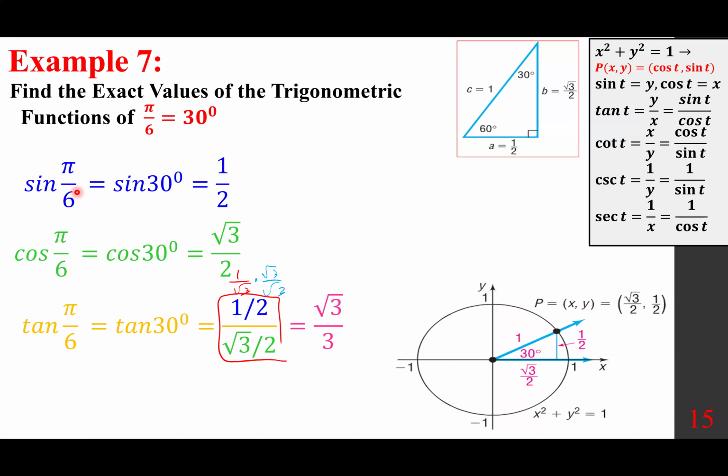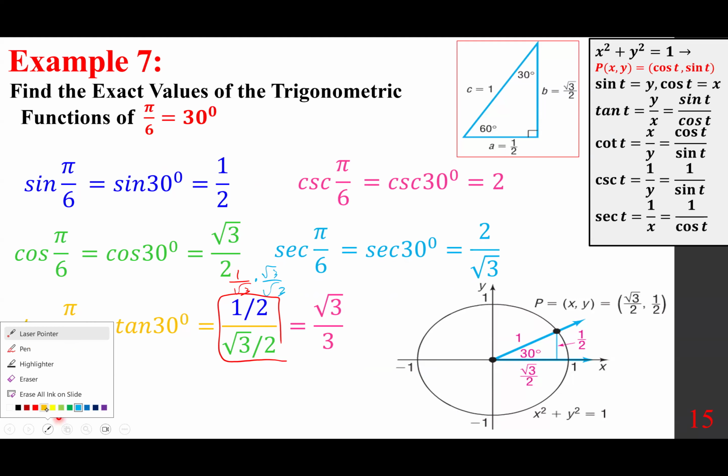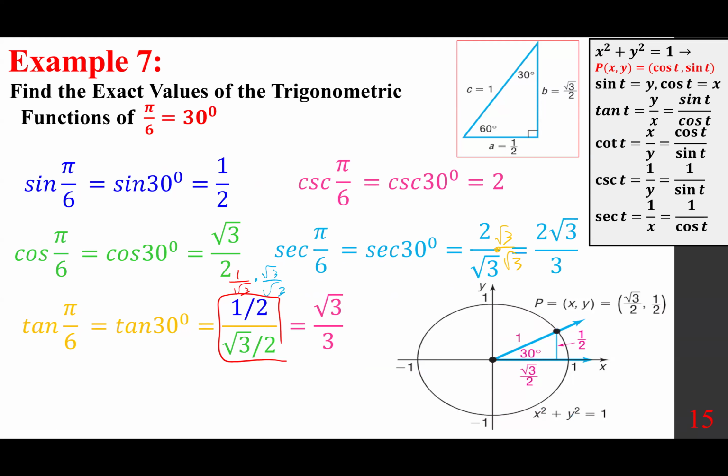What is cosecant of pi over 6 or 30 degrees? Reciprocal of 1/2, 2. What about secant? Reciprocal of this, 2 over square root of 3, and we have done this before, so times square root of 3 over square root of 3, and we get 2 square root of 3 over 3. So that's again pretty straightforward, everybody.